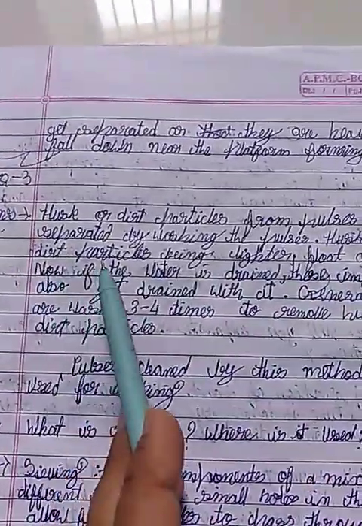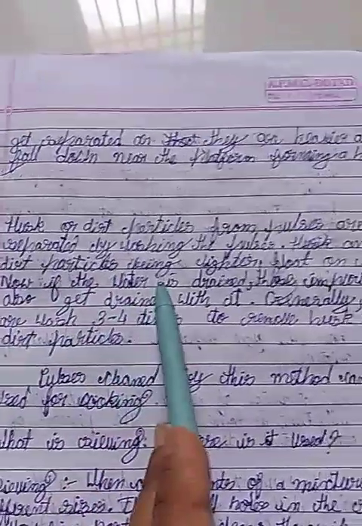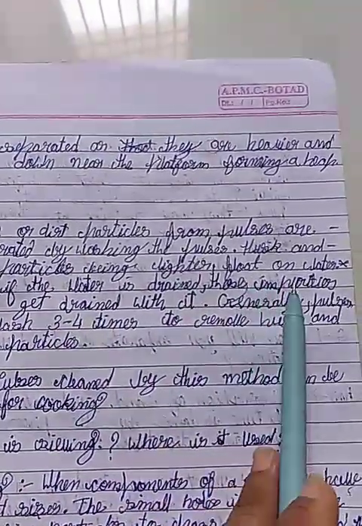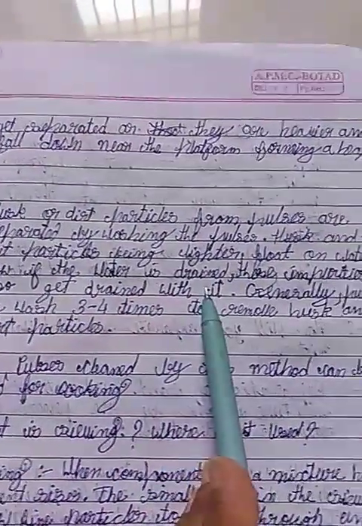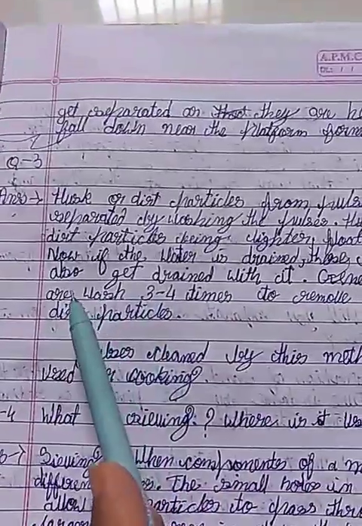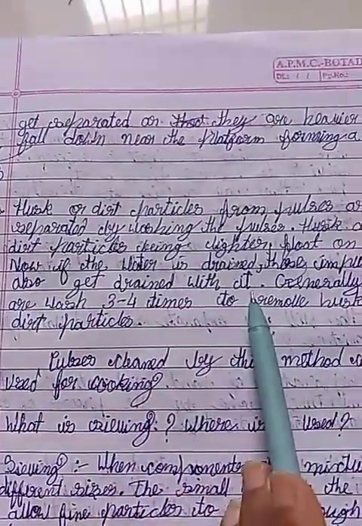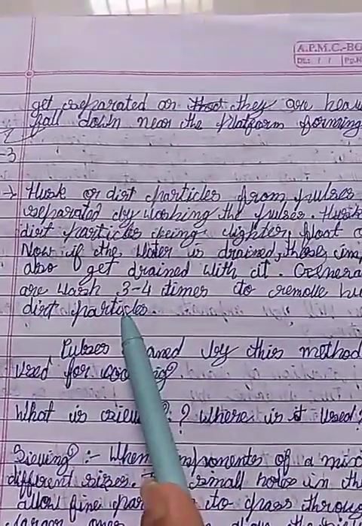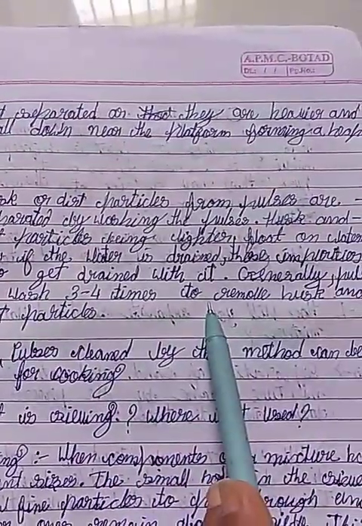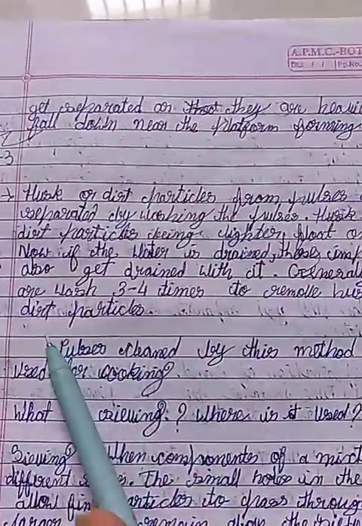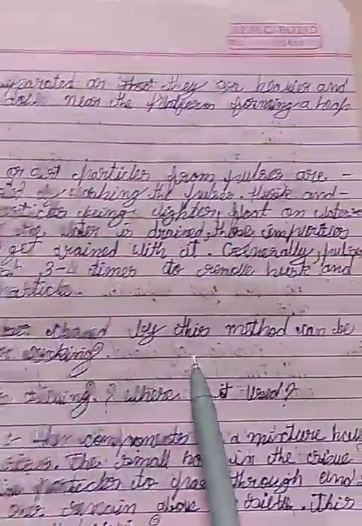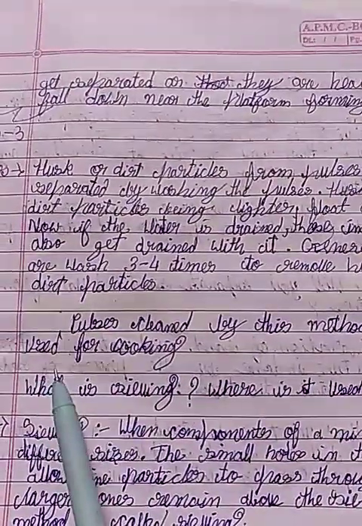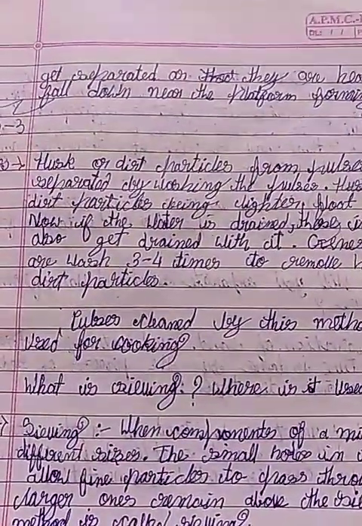Husk and dirt particles, being lighter, float on water. Now, if the water is drained, these impurities also get drained with it. Generally, pulses are washed 3 or 4 times to remove husk and dirt particles. Pulses cleaned by this method can be used for cooking.